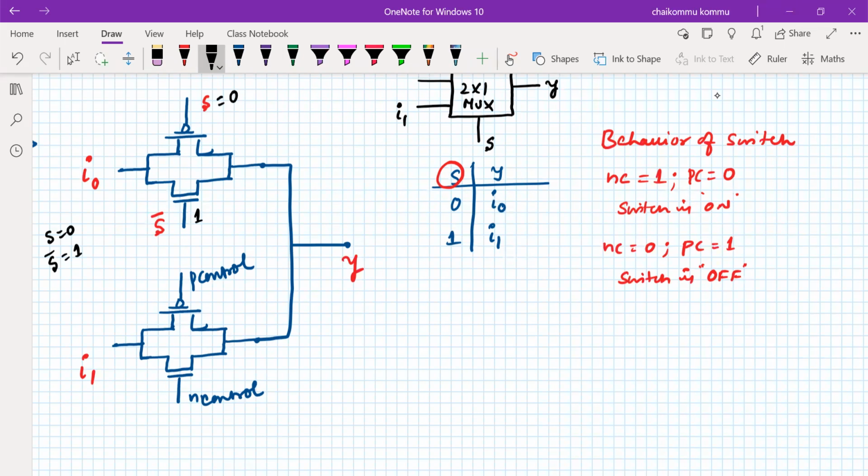For I naught we are transferring somehow to the output side. What about I1 in that case? I1 in that case must be off. If you want to say that this is off, what should I connect it to? Anybody from the class? What is the best solution?